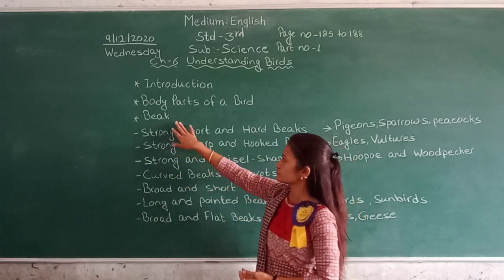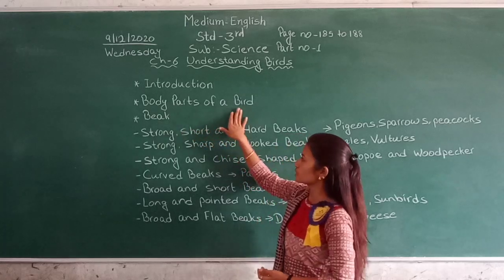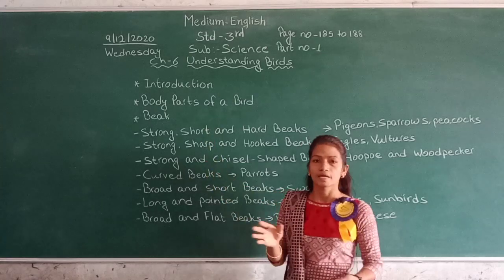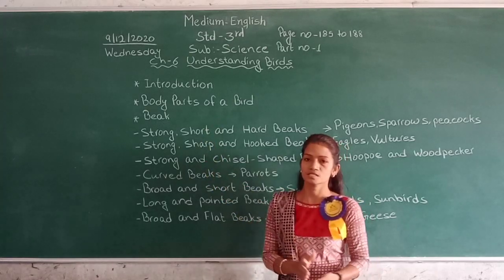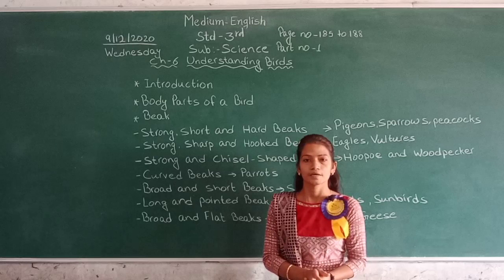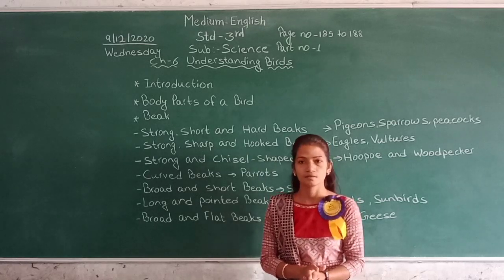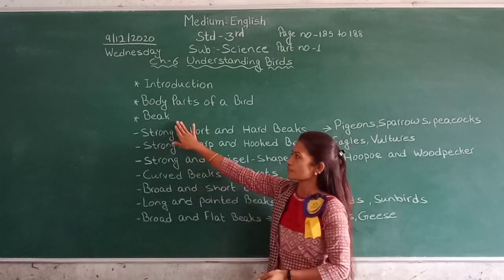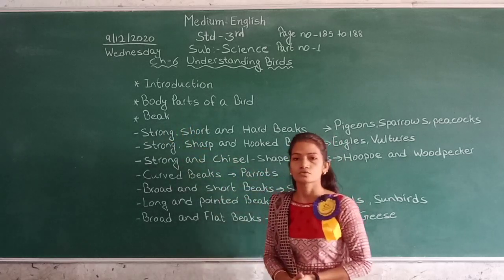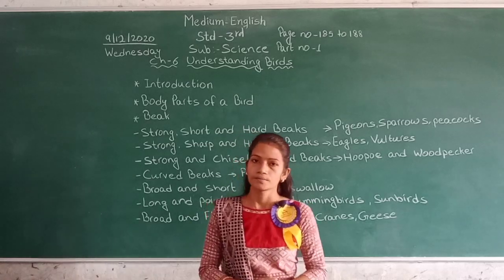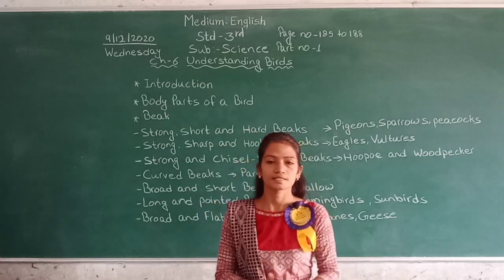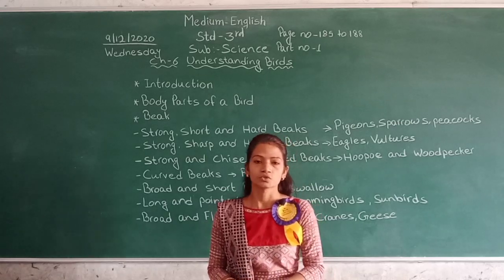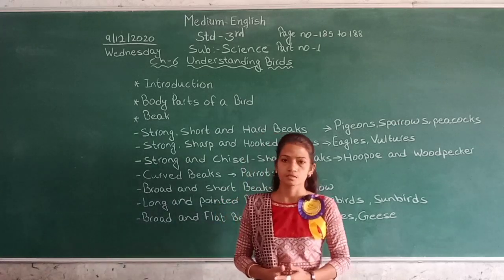So next, in body parts of a bird, a bird consists of head, tail, wings and legs. Now next one, beak. So students, a bird uses its beak to catch and eat food and to feed its young ones.